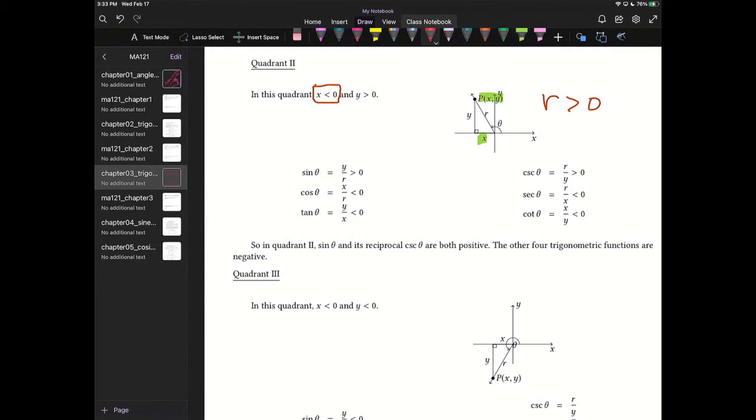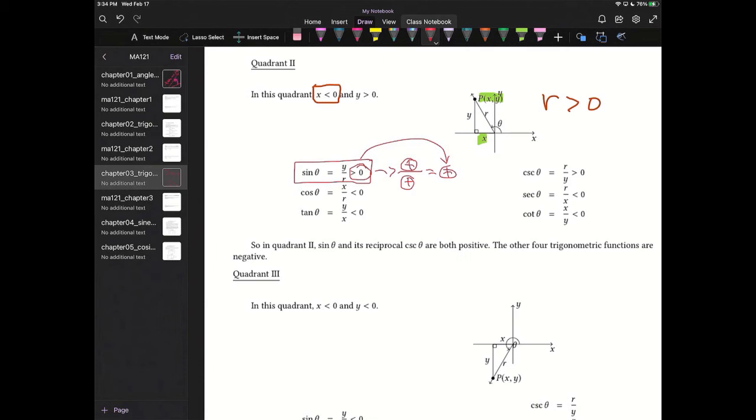So you can see here that when I look at the sine, which is y over r, basically what I have is that y is a positive value, and r, by definition, is always positive. So the result is going to be something positive. So sine is always a positive number for the second quadrant. Now, let's take some other trigonometric functions. You can take a look at the others.